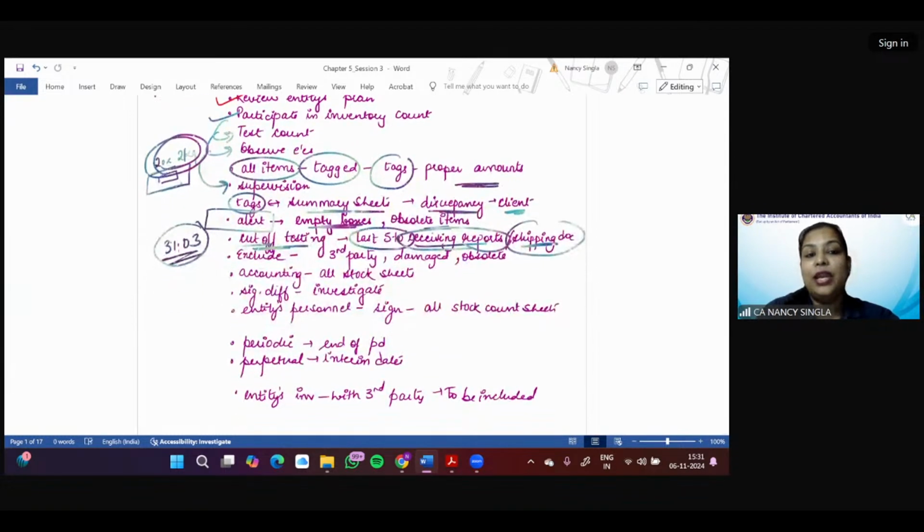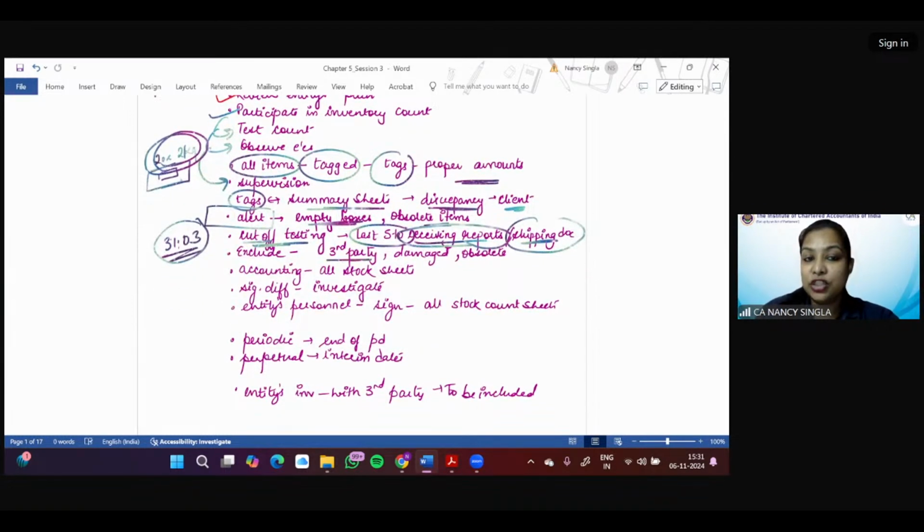Then any inventory which pertains to a third party, let's say it has been received for job work purposes, or whether it has been damaged, or has become obsolete, the same shall be excluded from the inventory count. Very logical. He will check the accounting of all the stock sheets.